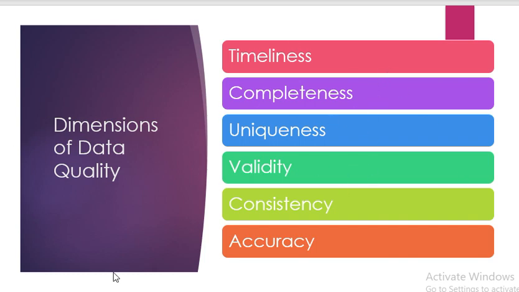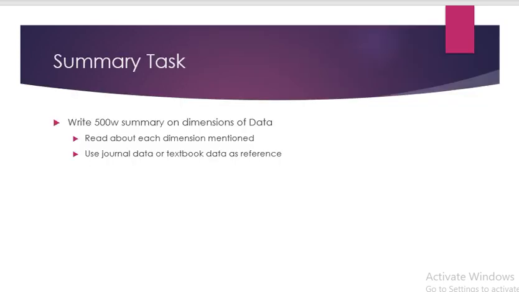By using these six dimensions, I want you to give a write-up of 500 words. I already briefed you about the different dimensions. I want you to cross-check from journal data or textbook data and use them as references and complete the task. It is a 500-word task. Finish it as quickly as possible.